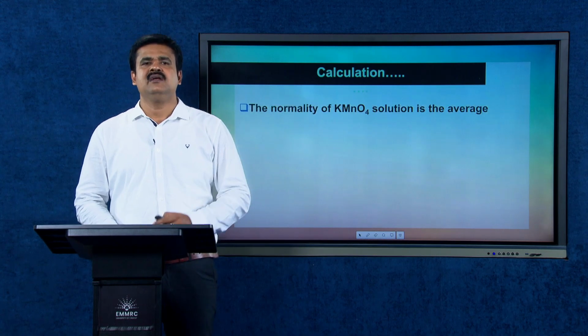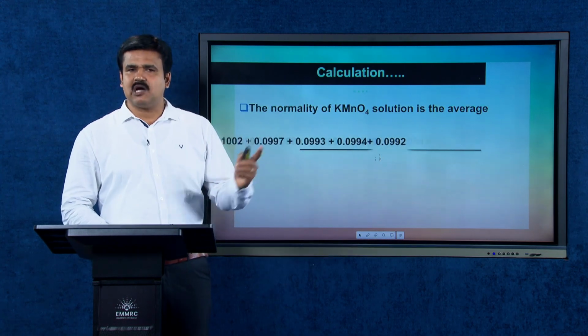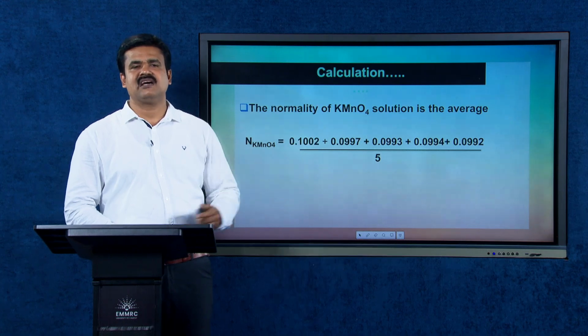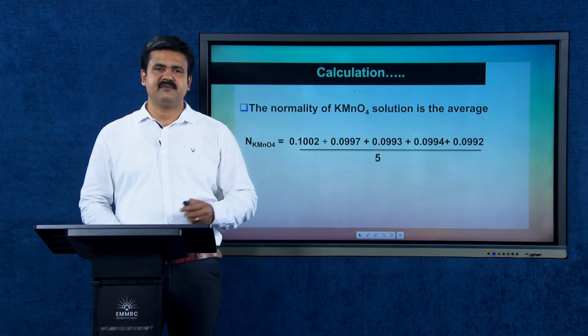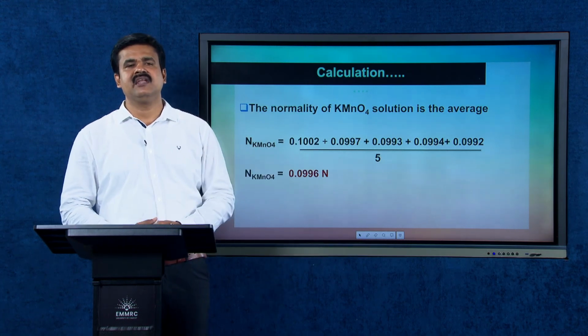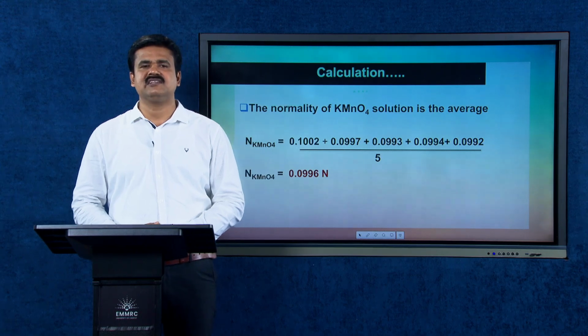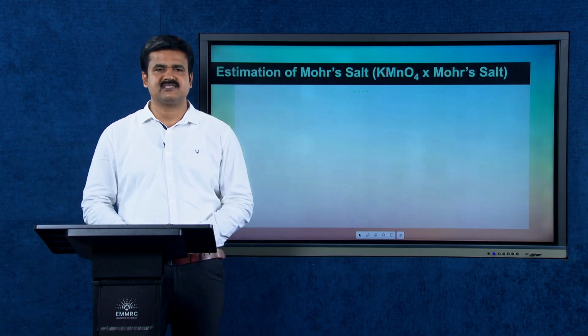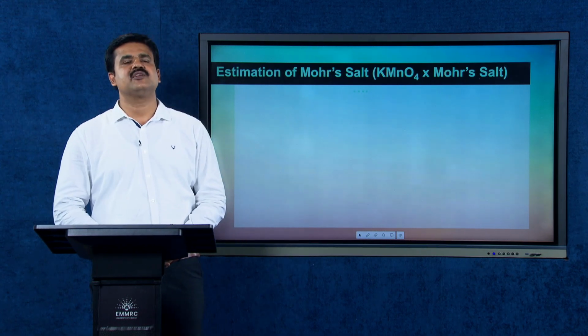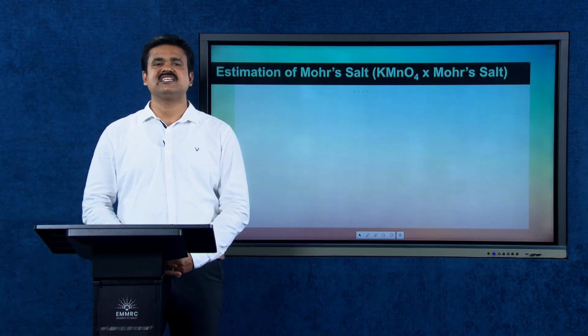Now, the normality of KMnO4 solution is the average of all these values. You can calculate the average by adding these 5 values and dividing by 5, and N KMnO4 you will get as 0.0996 normal. Now we are entering into the last part of the experiment, that is estimation of Mohr salt.